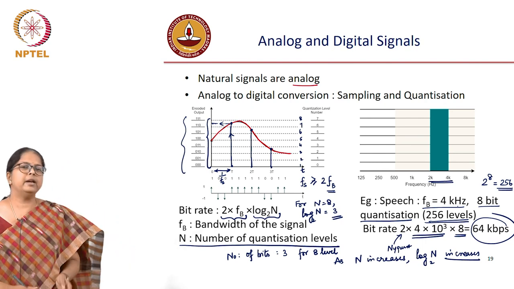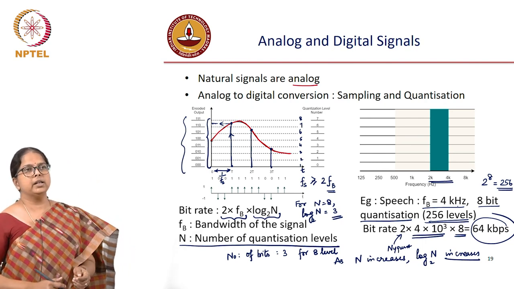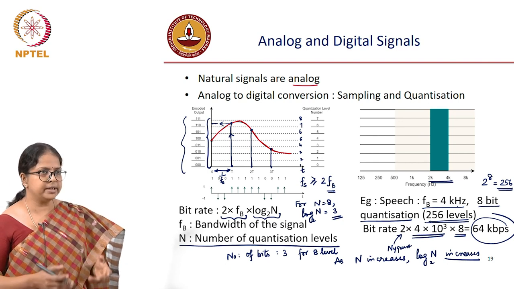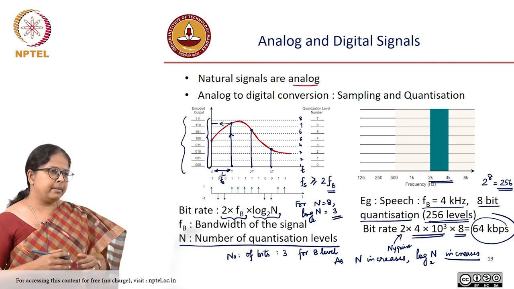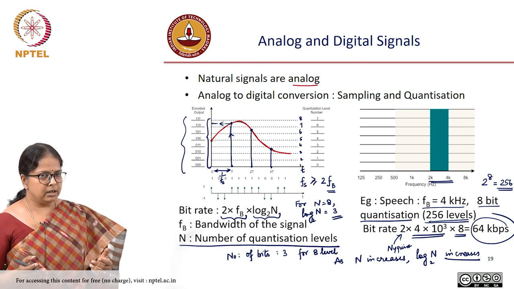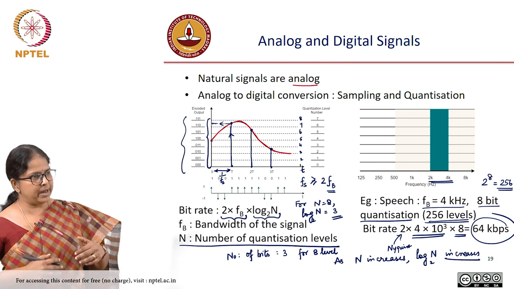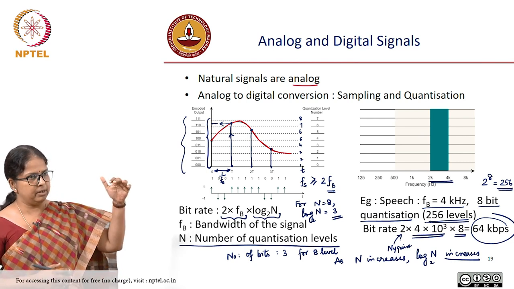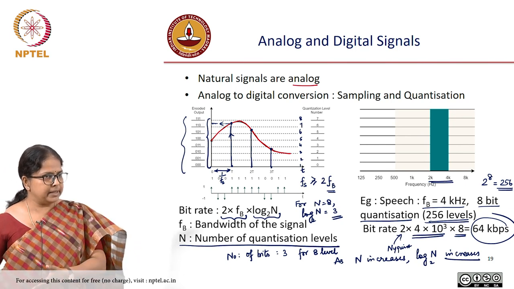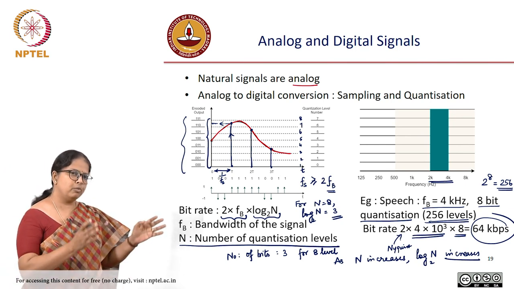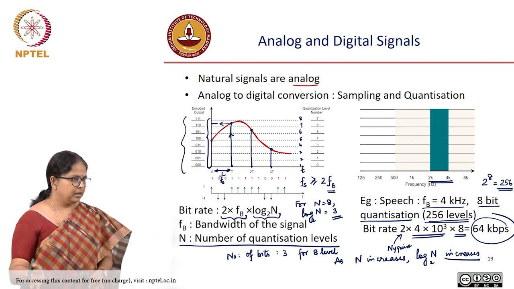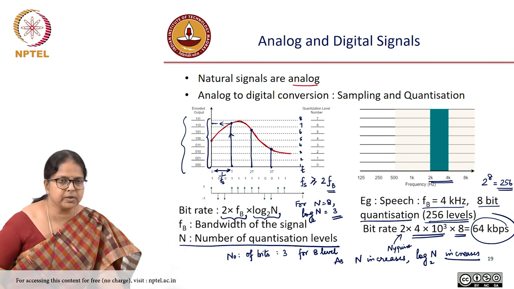Now, depending on whether you are transmitting a high density video or internet content, or what kind of video you want to transmit, what the frequencies are that you want to transmit, you may want to change the quantization level, you may want to change the sampling rate, but the basic calculation is this. This is how you move from bandwidth to bit rate in your analog to digital conversion process.